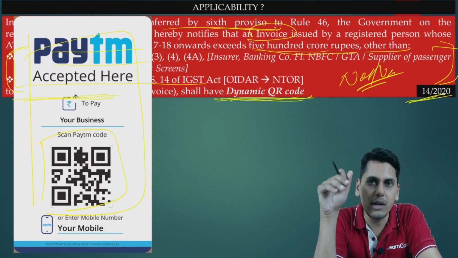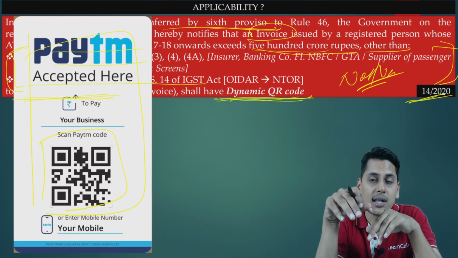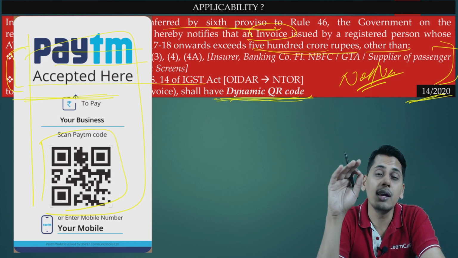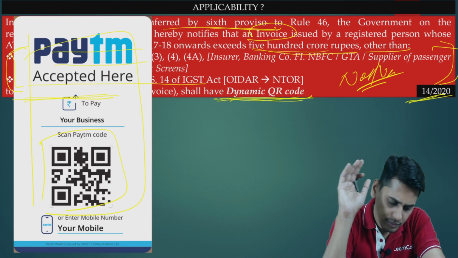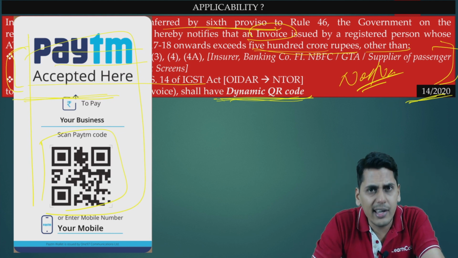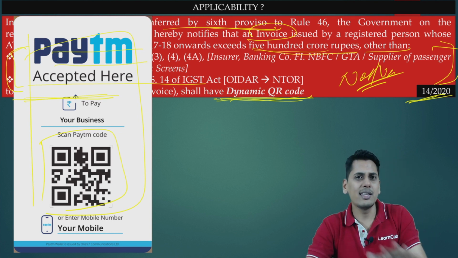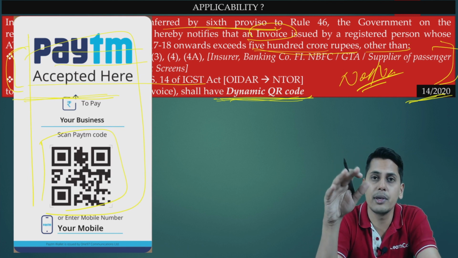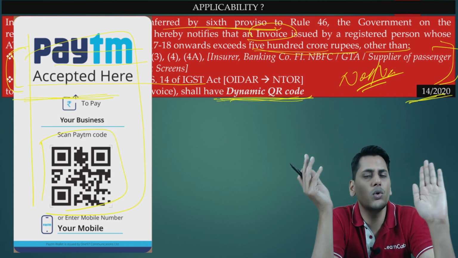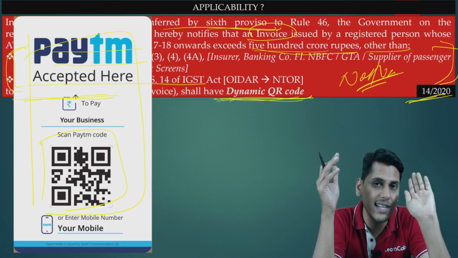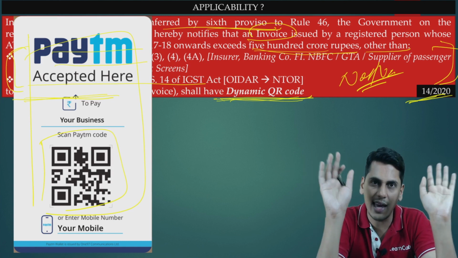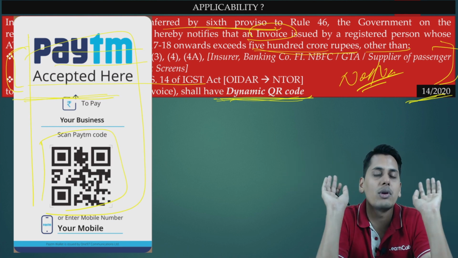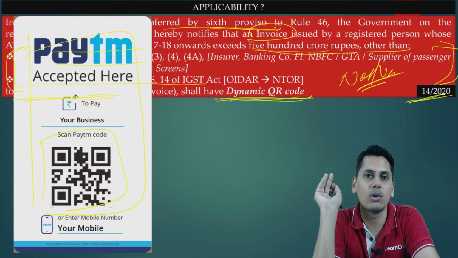Now friends, what do you mean by dynamic QR code? Dynamic QR code means the QR code should be unique for an invoice. Is this QR code unique for an invoice, or is it a standard QR code which is applicable for all the invoices? Let's suppose you go for shopping, your friend goes for shopping, anyone goes for shopping. The QR code is fixed. It is static. Any person is going to scan this. It is going to contain to whom the amount is going to be transferred.